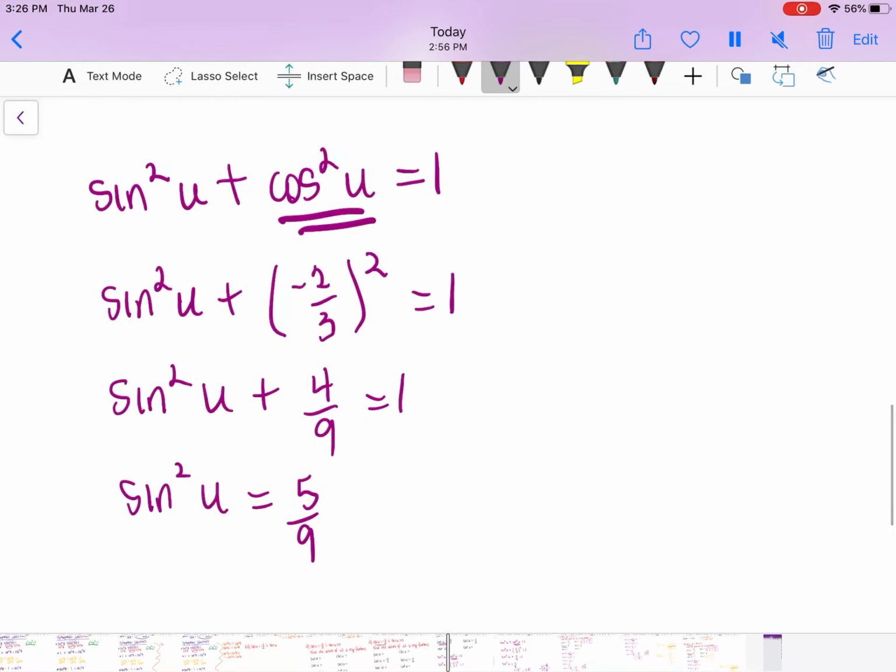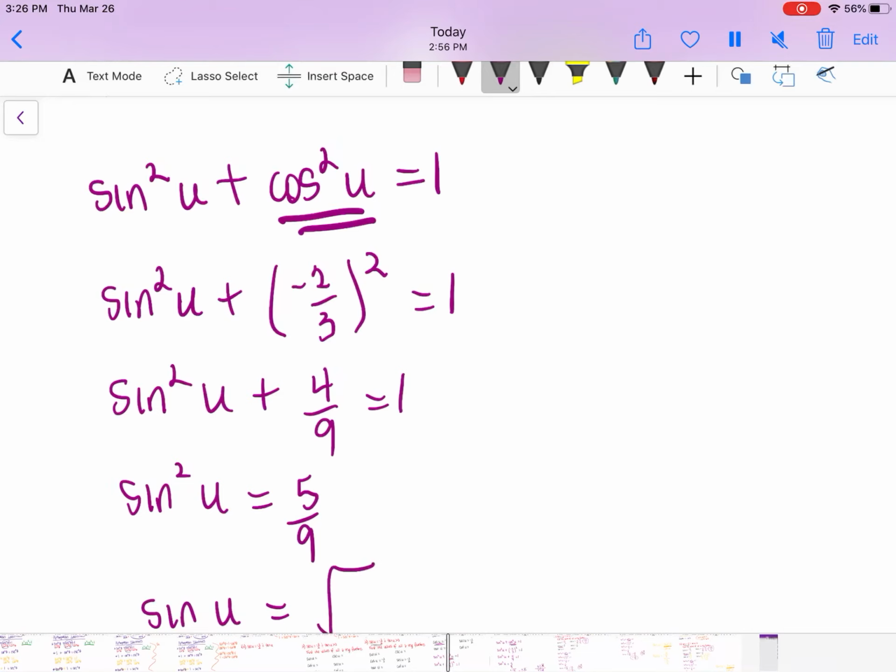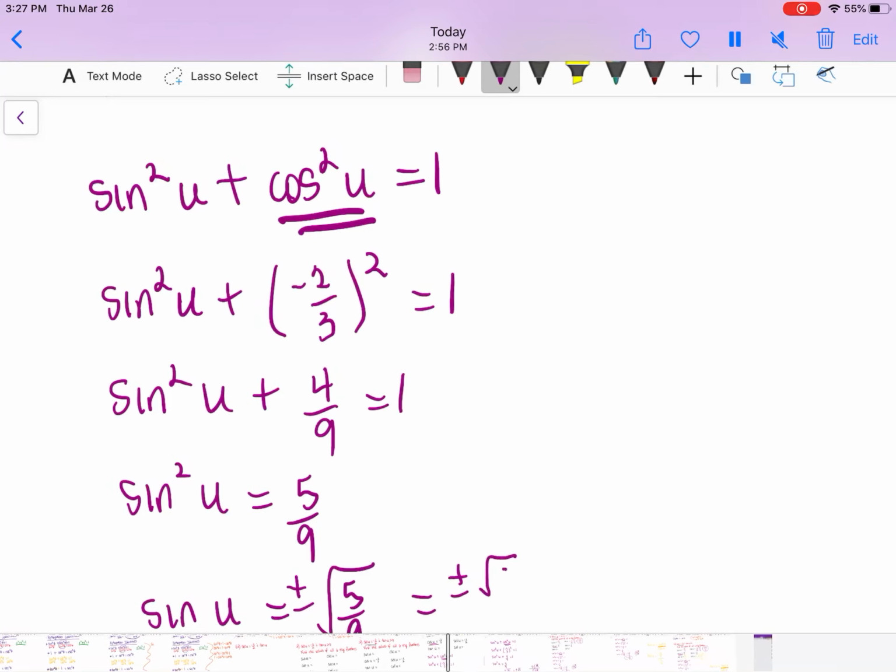1 minus 4/9 is 5/9. And then to get sine by itself, I need to square root both sides. Now remember, when you square root both sides, it's plus or minus. Okay, 5 doesn't have a square root, but 9 does, so it's plus or minus radical 5/3. Now, that gives me 2 answers.